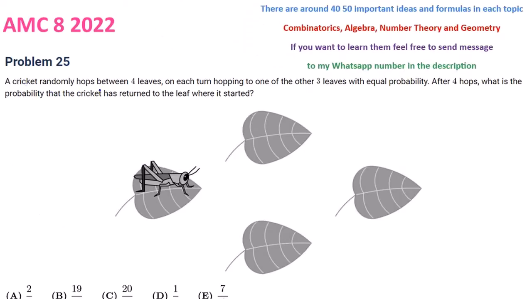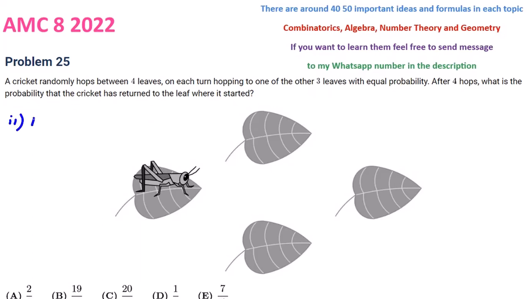A cricket randomly hops between four leaves, on each turn hopping to one of the other three leaves with equal probability. After four hops, what is the probability that the cricket has returned to the leaf where it started? Okay. The problem says what is the probability of something? But this problem is, we can say, a counting problem. You should use good cases over all cases.